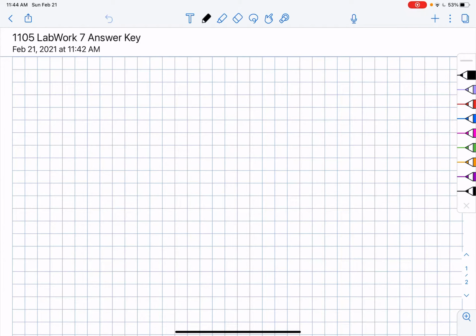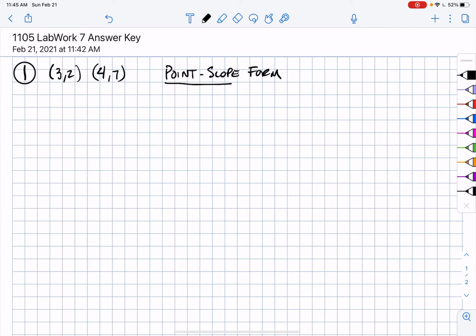All right, let's get this started with question number 1. So it wants you to write in the point slope form passing through these 2 points, which is 3, 2 and 4, 7. Okay, so it wants the point slope form. Question is, what's the point slope form?